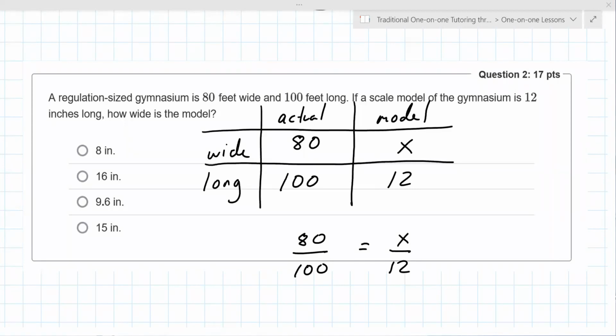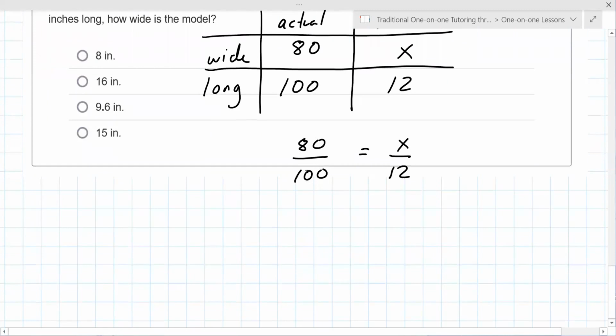Okay, so what goes into both 80 and 100? 10. Okay, so that gets you down to 8 over 10. And see how they're both still divisible by 2? Yes. That's 4/5. So 4/5 equals X over 12. Can you solve that proportion for me? Yes.